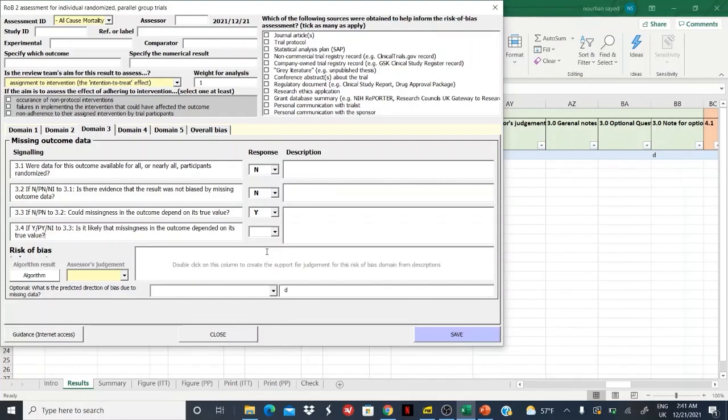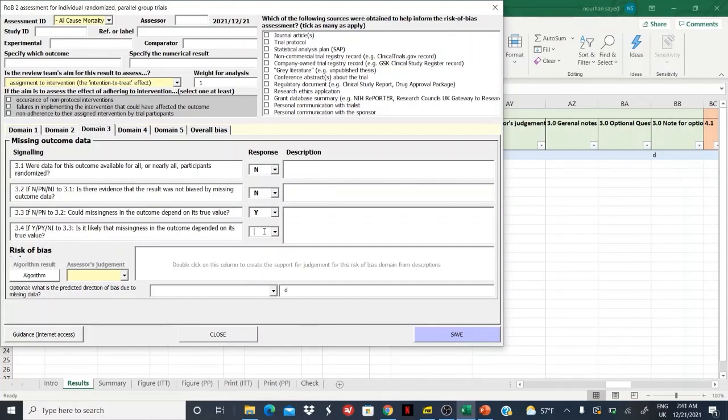Was the loss to follow-up balanced between the two arms in terms of numbers? So about, let's say, 5% in each arm. And were the reasons similar? So, a fairly similar mix of reasons for both arms. If it's like that, then you can be reasonably certain that the outcome would not have been biased either way, because there was an equal number and equal reasons for loss to follow-up in the two arms.